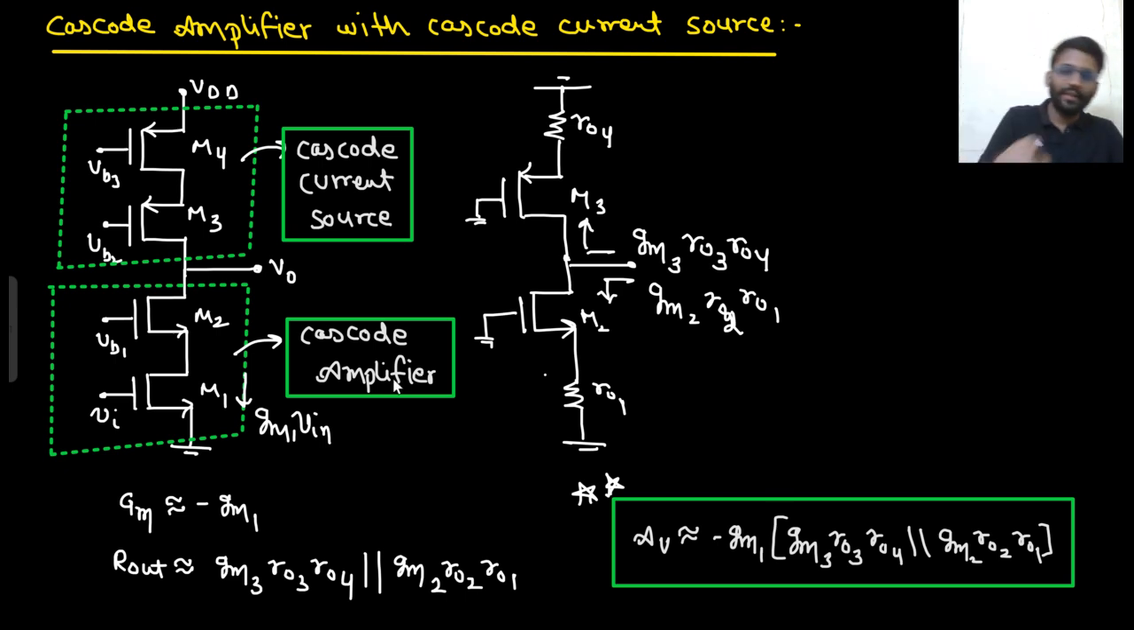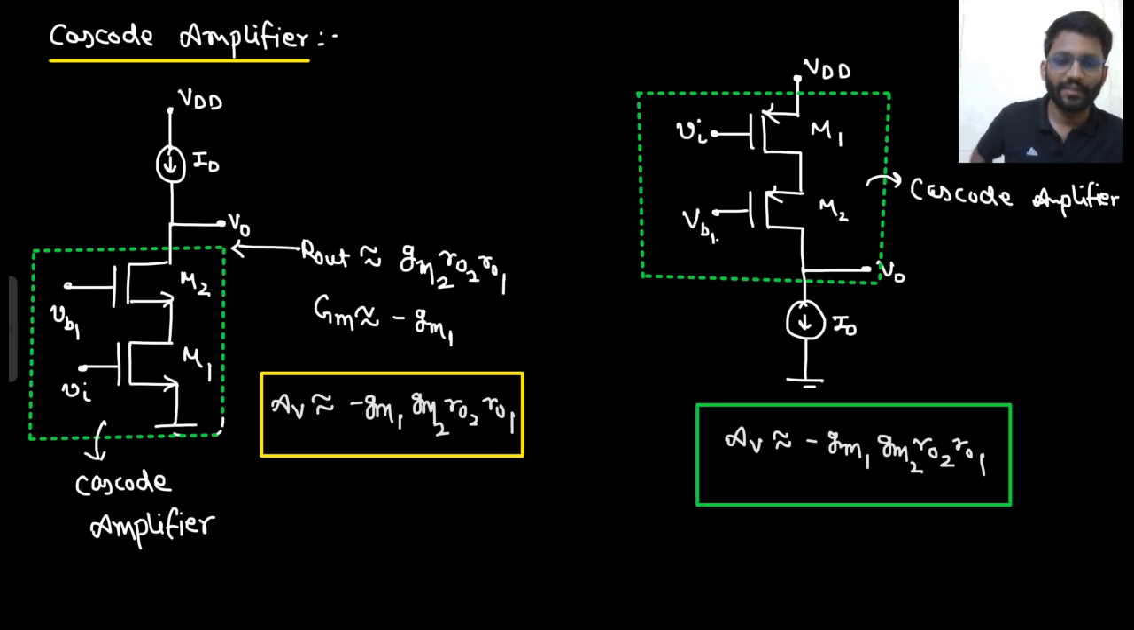Now you made the cascode amplifier using NMOS. Now you have to make the cascode amplifier using PMOS. And in the load you will use what? Cascode current source. That will be made using NMOS. Are you getting confused? Look, this is cascode amplifier made using PMOS. If you are listening very carefully, you will not get confused. That is my guarantee. This is cascode amplifier made using PMOS. And this is cascode amplifier made using NMOS.